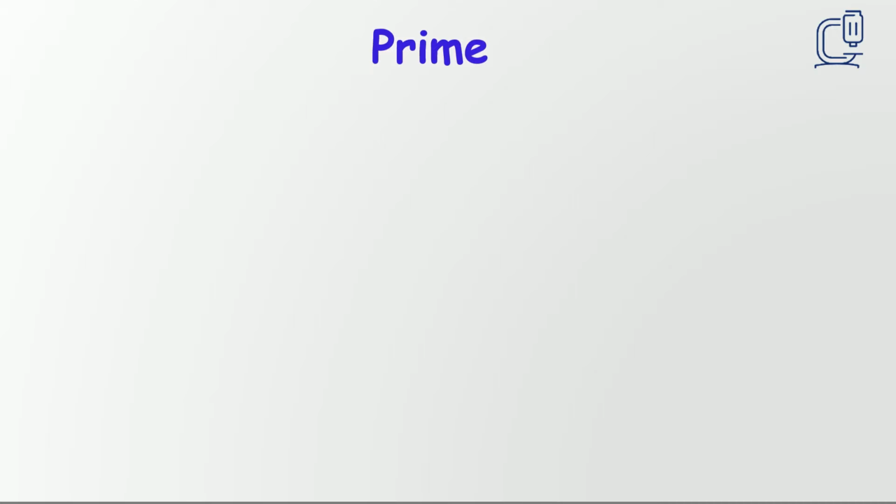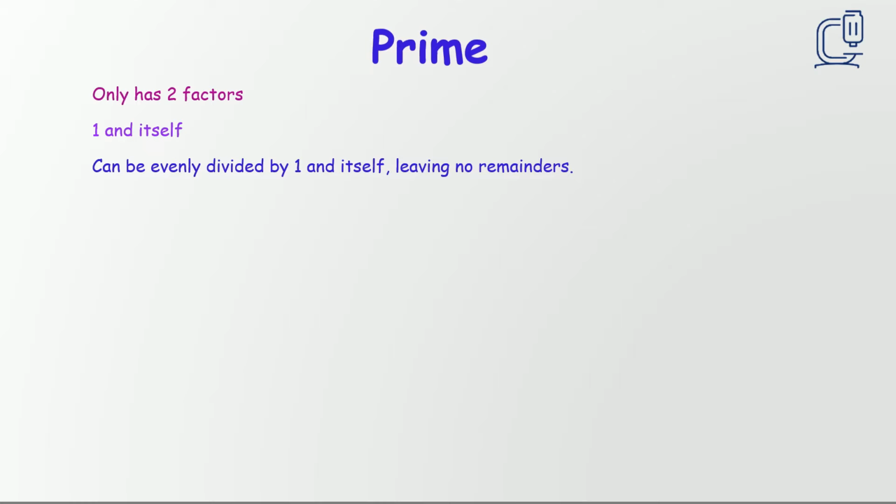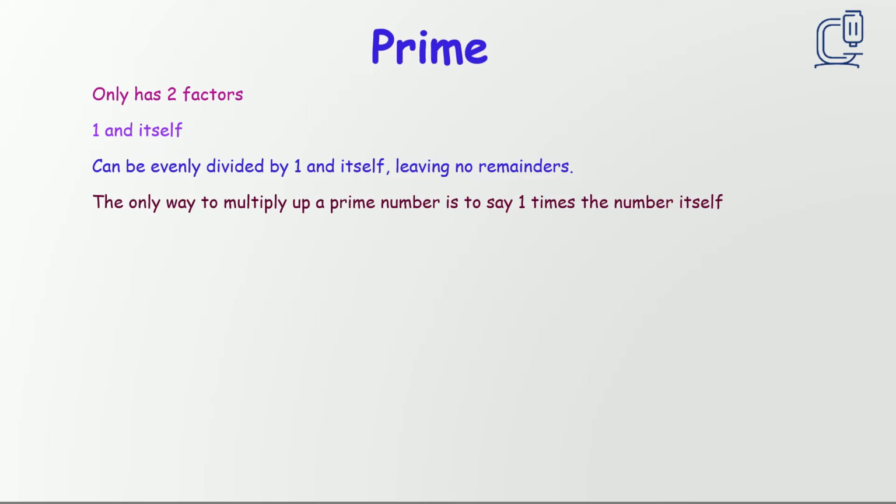A prime number only has two factors, 1 and itself. Also, a prime number can be evenly divided by 1 and itself, leaving no remainders. The only way to multiply up a prime number is to say 1 times the number itself.